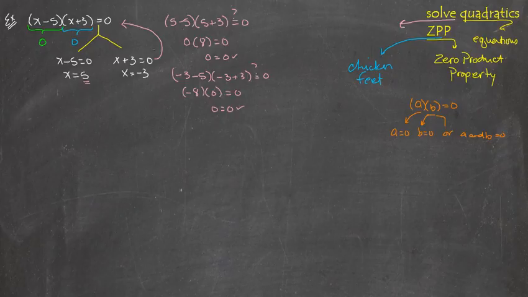So now that you've seen a problem kind of worked out, let's talk a little bit more specifically. In order to use the zero product property, you have to have two factors, whatever they are, and they have to be equal to 0. It's super important that this equals 0. If you don't have a 0 on the other side of the equation, you're not going to get good answers.